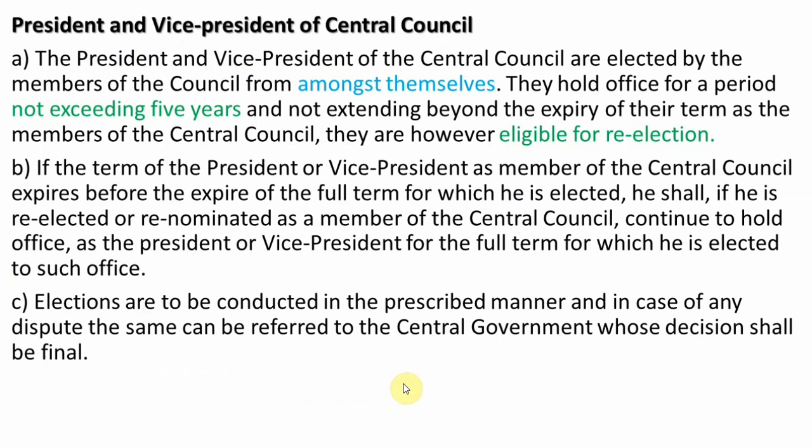President and Vice President of the Central Council. The President and Vice President of the Central Council are elected by the members of the Council from among themselves, and they hold office for a period not exceeding 5 years. They are also eligible for re-election. If the term of the President or Vice President as a member of the Central Council expires before the expiry of the full term for which he is elected, he is re-elected or renominated as a member of the Central Council. Elections are to be conducted in the prescribed manner.